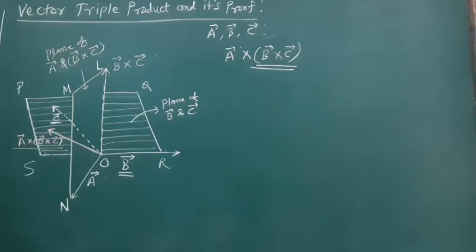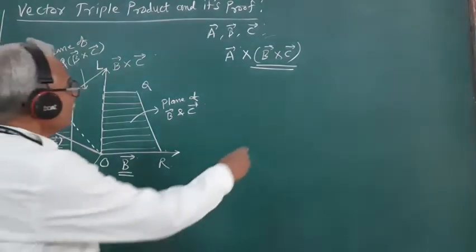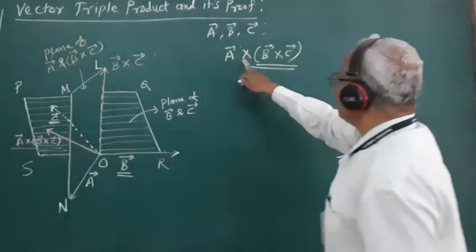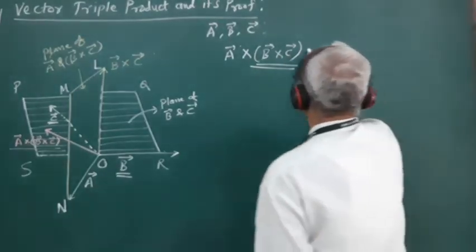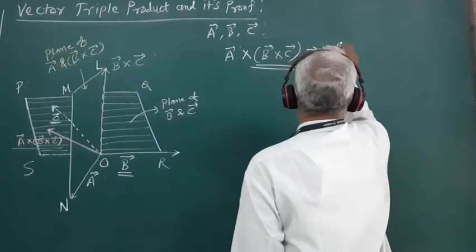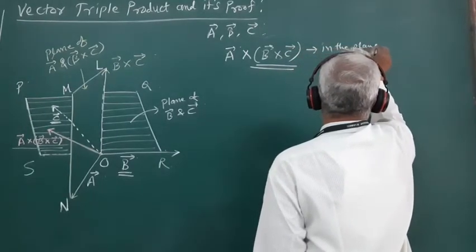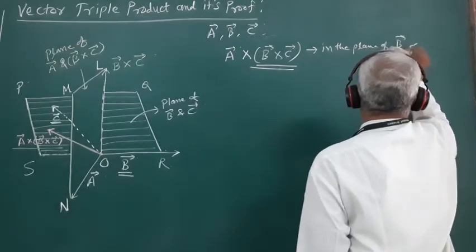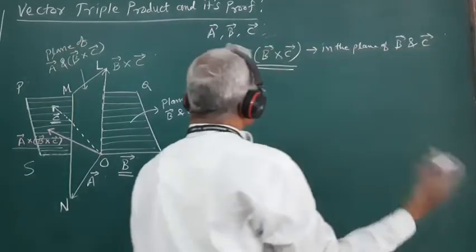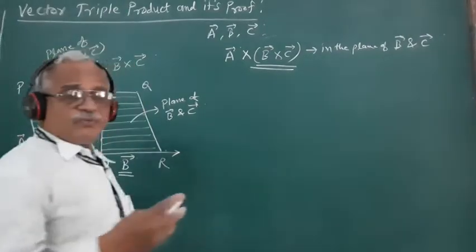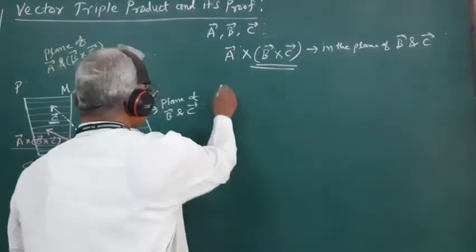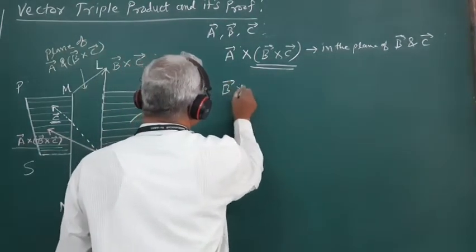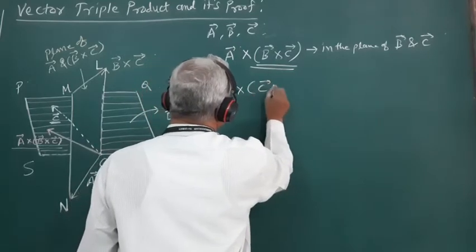Now, from this what we can conclude is that this vector A bar cross B bar cross C bar lies in the plane of B bar and C bar. If we maintain the cyclic order of the vectors, this vector triple product can again be expressed as B bar cross C bar cross A bar.